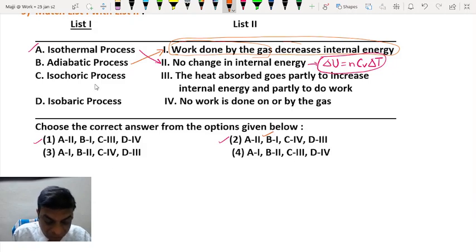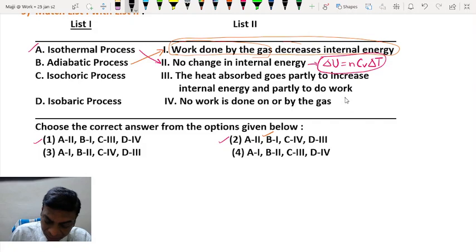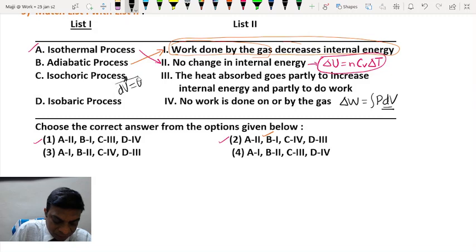Then coming to C, isochoric. An isochoric process is one in which the volume remains constant. As we know, the work done is equal to integral P dV, where dV is the change in volume. Since for isochoric there is no change in volume at all, work done will be 0. So C should be mapped to fourth.